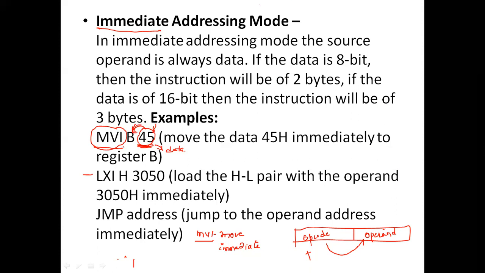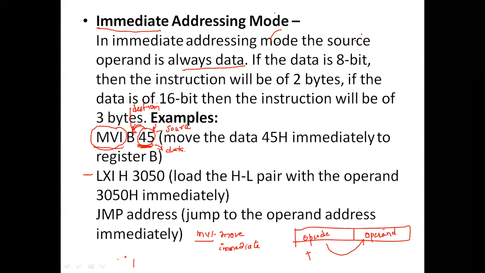See here, immediate addressing mode, the source operand is always data. So here I have specified that the source operand is always data. Here this 45 acts as a source and this B acts as a destination. Fine. So what I am telling is, immediately move this 45 data into the B register. So that is the immediate addressing mode.